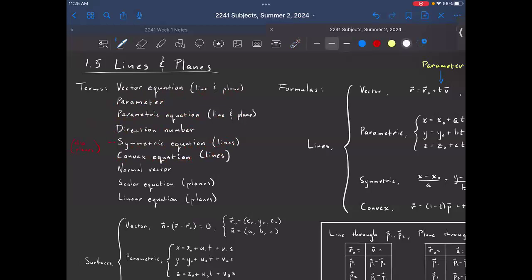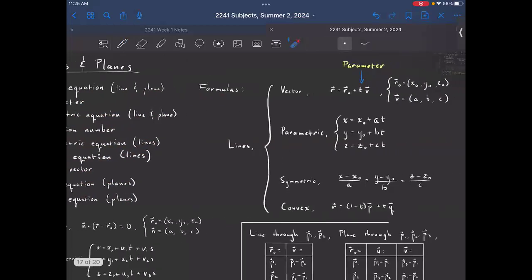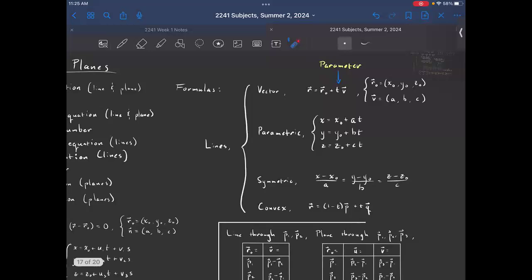And we'll also learn what a normal vector is. We sort of already know what that is, but we'll learn it in more generality. A scalar equation for a plane and a linear equation for a plane. Both of those are fairly similar. All right, so moving on to our formulas here.